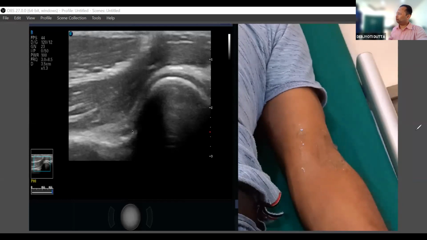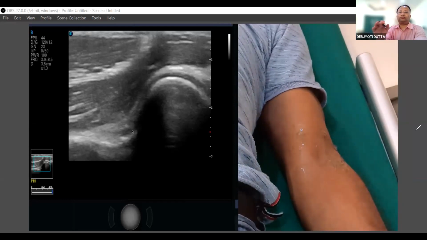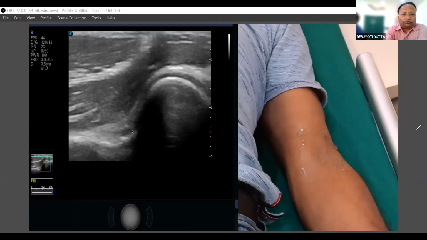Okay. So here we can see the coronoid fossa. So the anterior bony structures of the joint is clear to everyone? Hello? Yes, sir. Okay, fine. So next we are moving to the other structure.